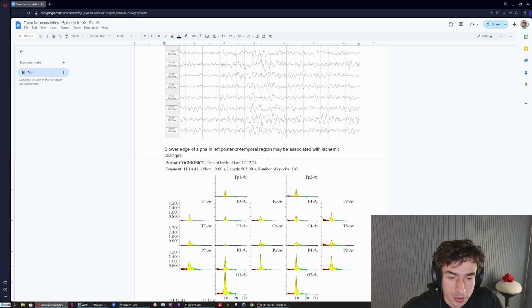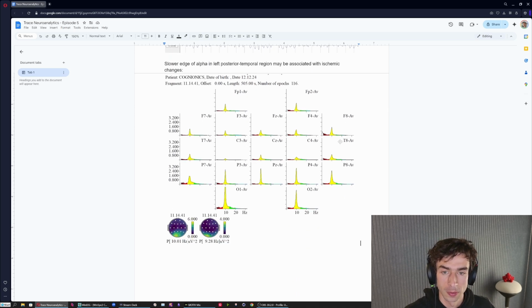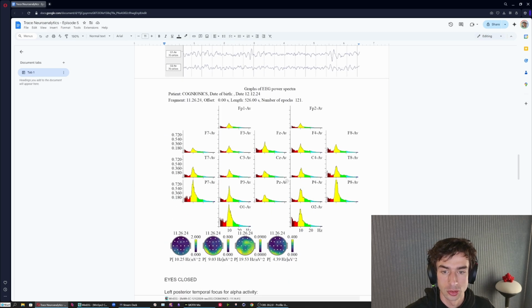Functionally, I would wonder if there are any challenges associated with that left mid and posterior temporal region. That could be an area to focus on with photobiomodulation or with neurofeedback potentially. And we do see that there is a decent amount of drowsing in the eyes open, as evidenced by the amount of alpha activity that we see at the front of the head in the eyes open condition.